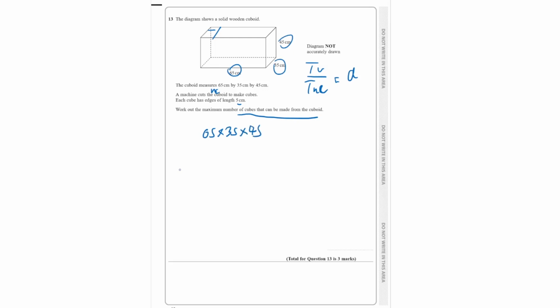Now we have to find the volume of the new cube. The new cube has edges of length 5 centimeters. So what does this mean? This means that the length is 5, the height is 5, and the width is 5. So 5 times 5 times 5 is simply 5 cubed. So we simply divide by 5 cubed, and we can put this into a calculator to find our answer.